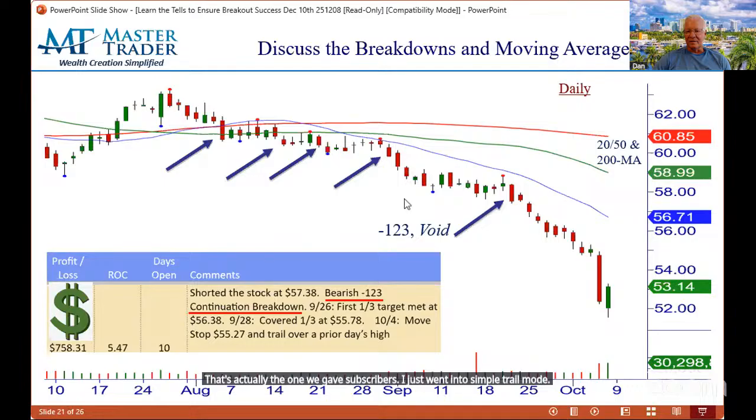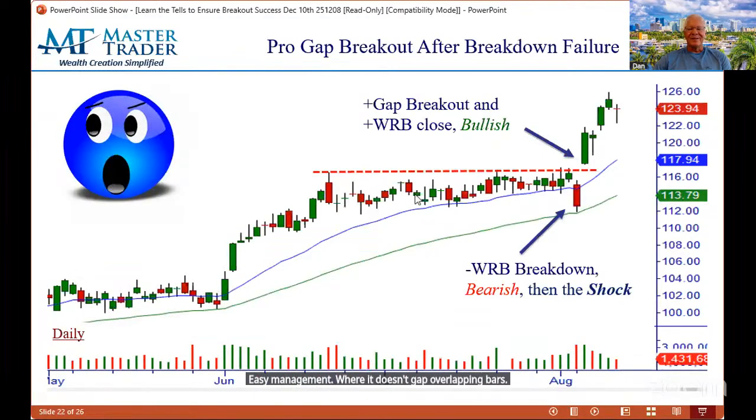Held it 10 days. I mean, that's an example of easy management where it doesn't gap overlapping bars. Remember on our first slide when we had 9 pictures of bullish, and Greg, remember you circled the one about a pro gap breakout? Yeah. This was that exhibit.